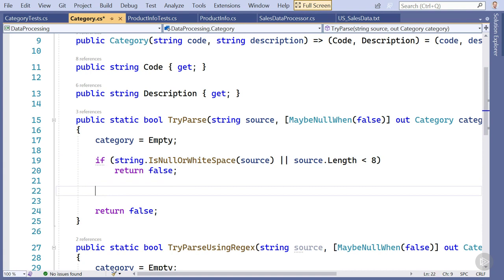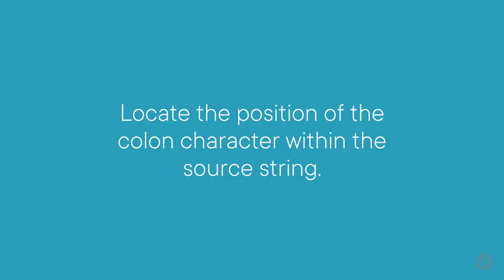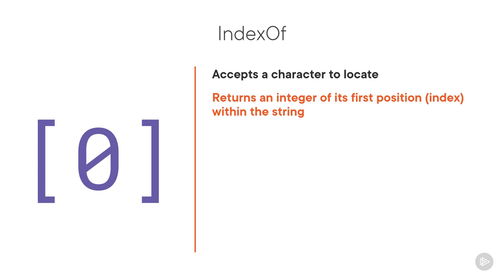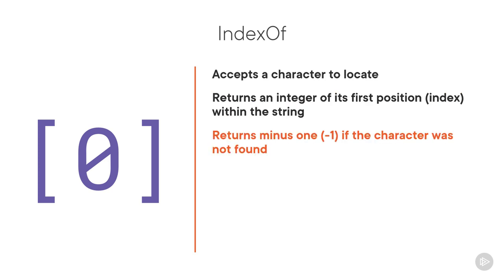Another type of search we can perform over a string is to locate the position or positions of certain characters. We can then use the position information to assist us with further parsing. For this implementation, we will locate the position of the colon character within the source string. The indexOf method accepts a character to locate and returns an integer with its position within the string. IndexOf will return -1 if the character was not found within the source string.